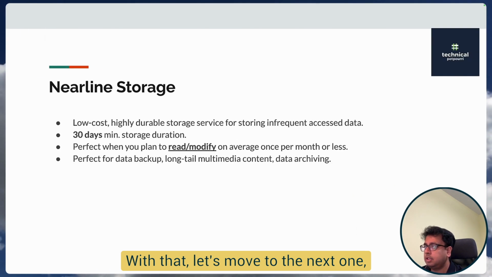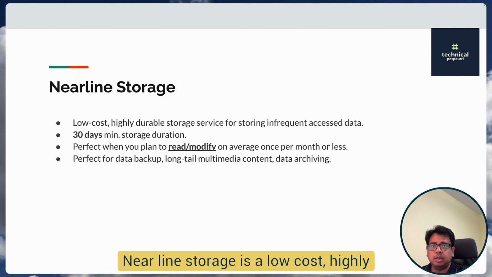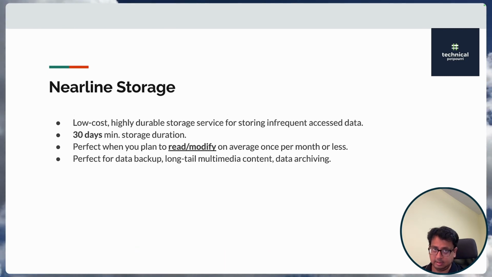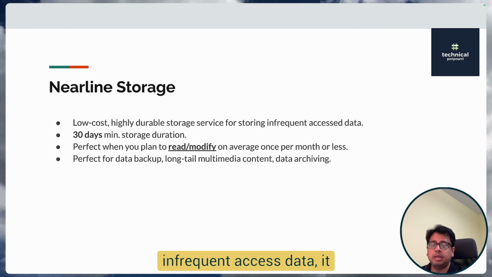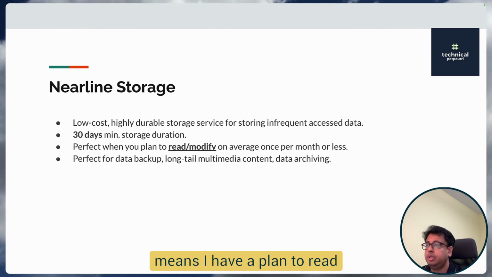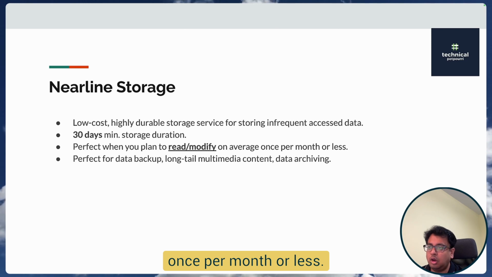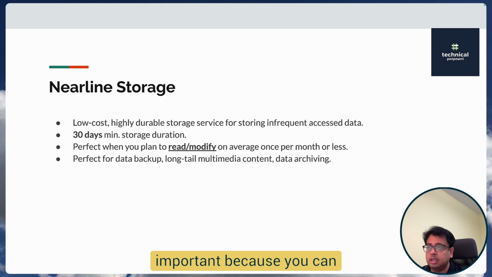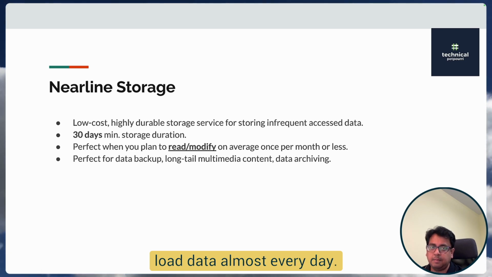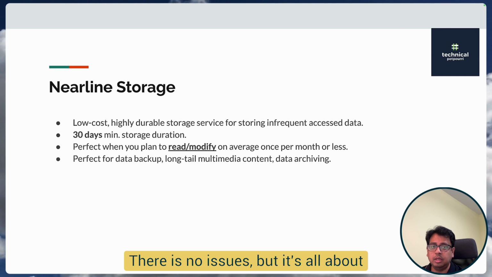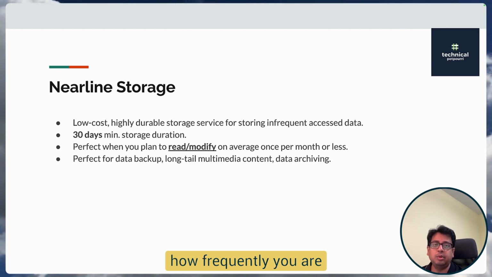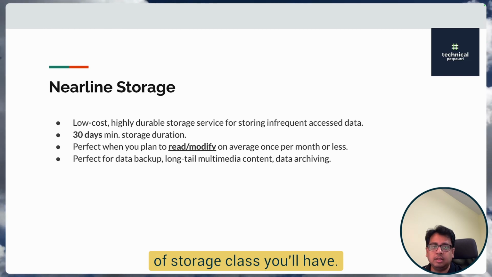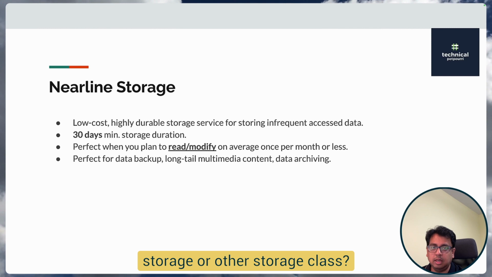With that, let's move to the next one, which is nearline storage. Nearline storage is a low-cost, highly durable storage service for storing infrequently accessed data. When I'm talking about infrequent access data, it means I plan to read or modify it on average once per month or less. Here, read and modify is very important, because you can load data almost every day, there is no issue. But it's all about how frequently you are reading or modifying the data. That decides what type of storage class you'll have. Is it nearline storage or another storage class?